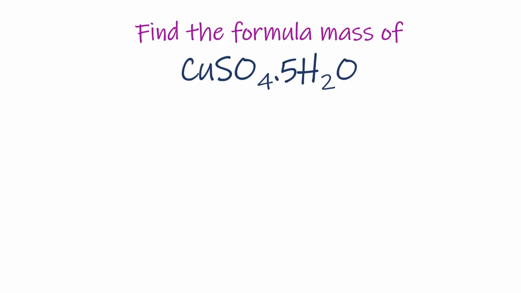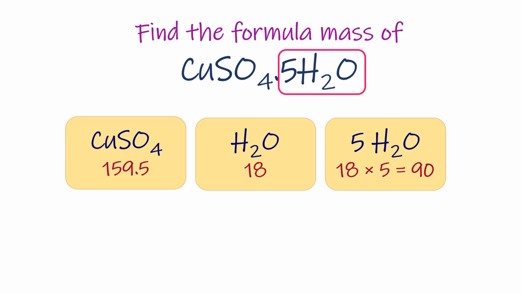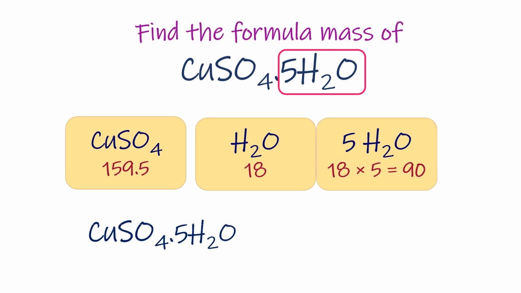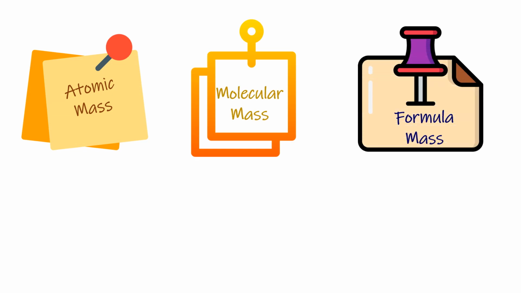Calculate the formula mass of copper sulfate pentahydrate. This compound has 5 molecules of water attached to it. In the previous example we calculated the formula mass of copper sulfate, which is 159.5. The molecular mass of 1 water molecule is 18. The mass of 5 water molecules is 18 times 5 equals 90. The formula mass of copper sulfate pentahydrate is 159.5 plus 90 equals 249.5.